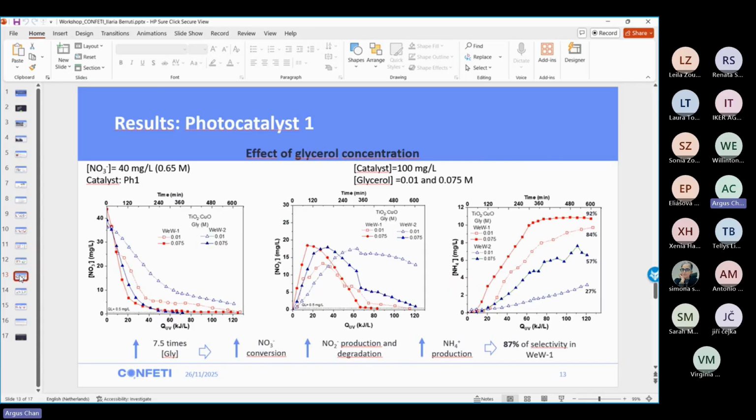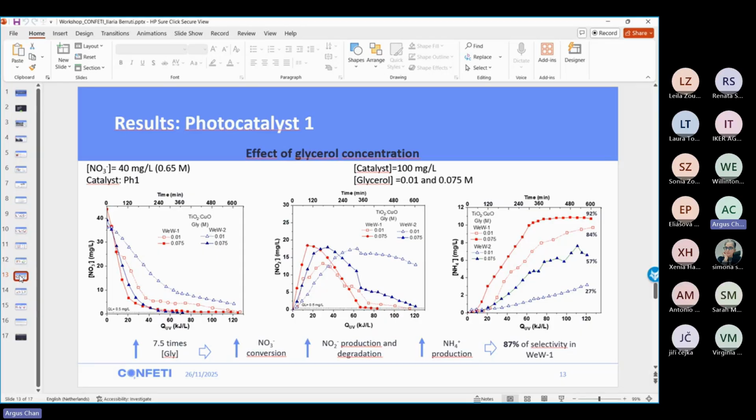And so we performed the experiment increasing the glycerol concentration 7.5 times. And we can see by comparing that there was an enhancement of nitrate conversion. This one is with the lower concentration of glycerol, this one is with the higher concentration of glycerol. So we enhance the nitrate degradation, and we have higher production of ammonium with 80% selectivity of the process.